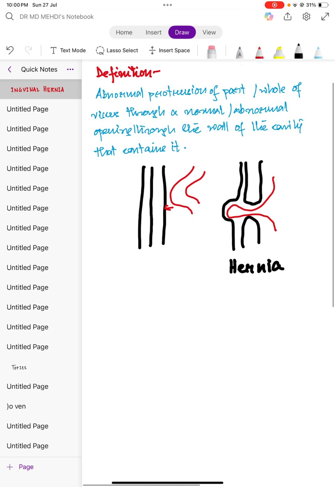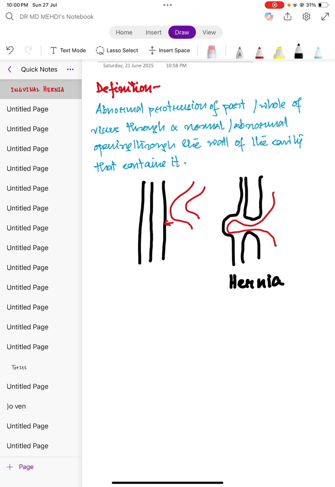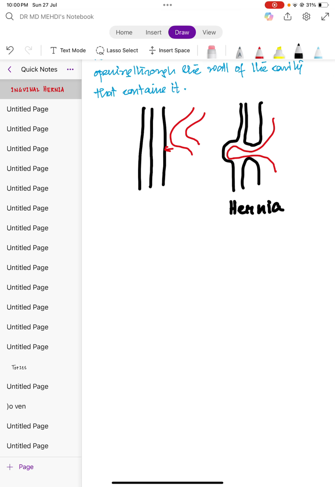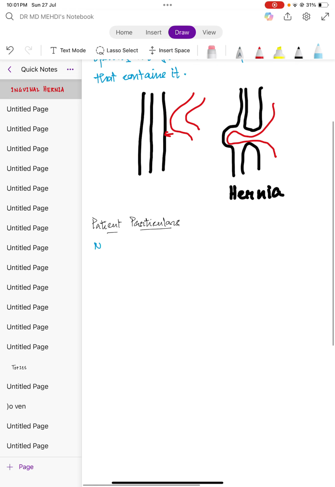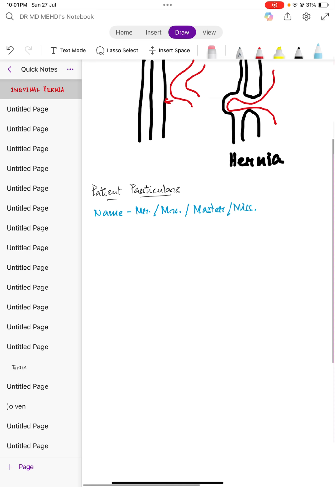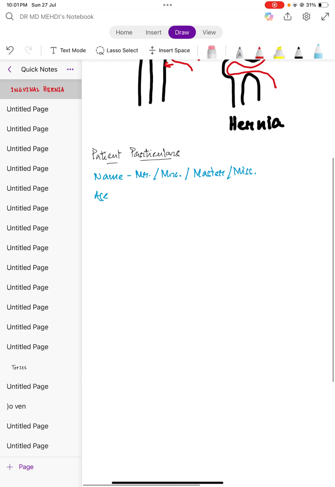Now, whenever we are taking the history of a patient, it will always start with the patient particulars. In patient particulars, the first thing is the name of the patient. Always address the patient by Mr. or Mrs. or Master or Miss in all types of history. After that, the age of the patient.